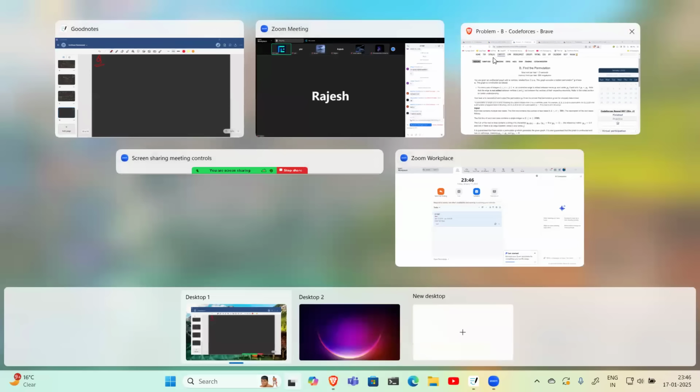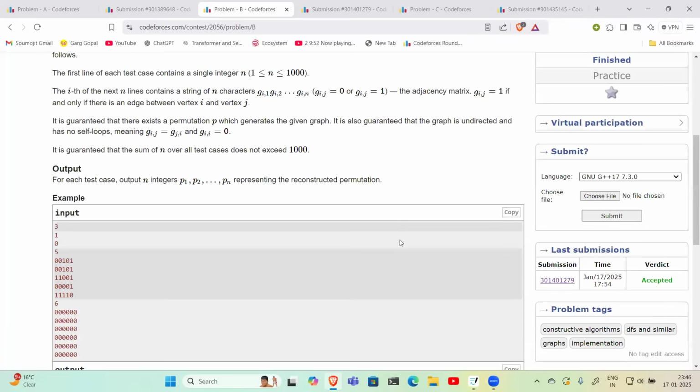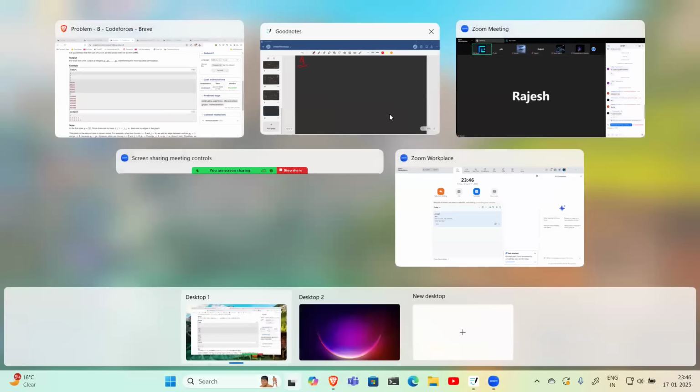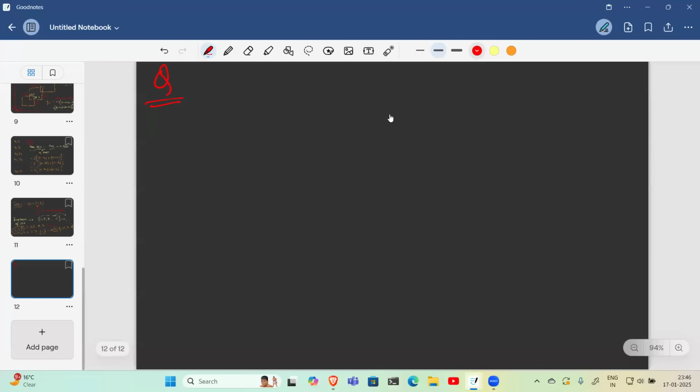Now, this is what the question says. So let me explain the question. The question says that they follow some procedure or some policy to take a permutation and then construct a graph. So suppose they take some permutation. Let me explain this using an example for concreteness. Let us take an example which they have given in the test case that may help.